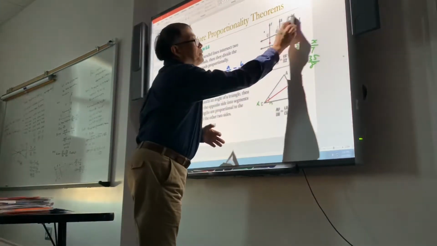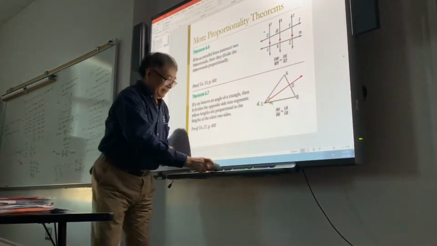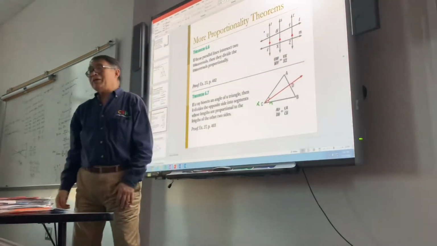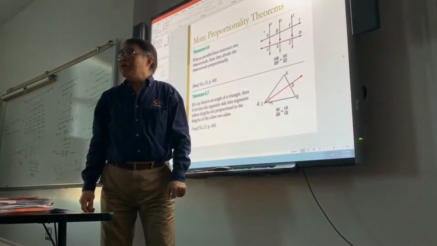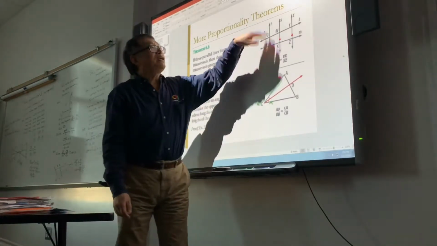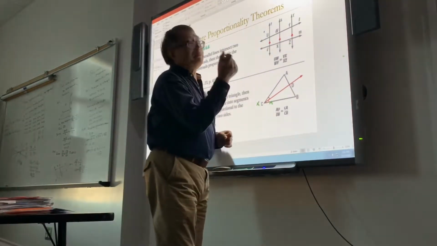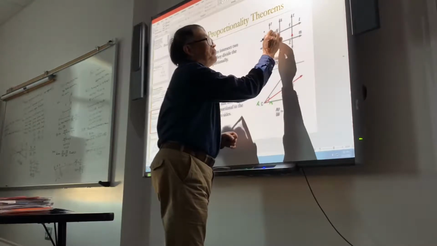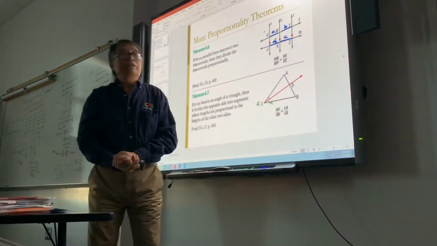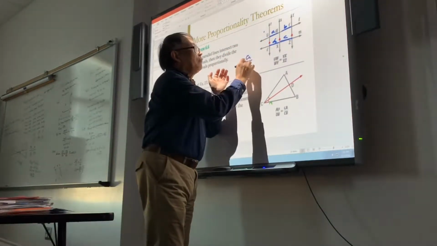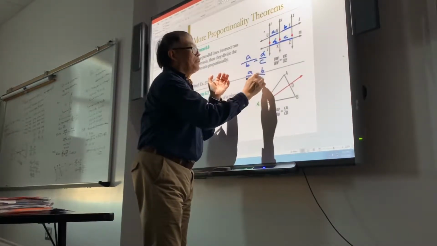Next one, number 3, theorem. Three lines are parallel, and we have two transversals cutting two segments. This is A, this is B, this is C, this is D, for instance. So you have the relationship A over B equals D over C, or A over D equals B over C. They are the same thing.